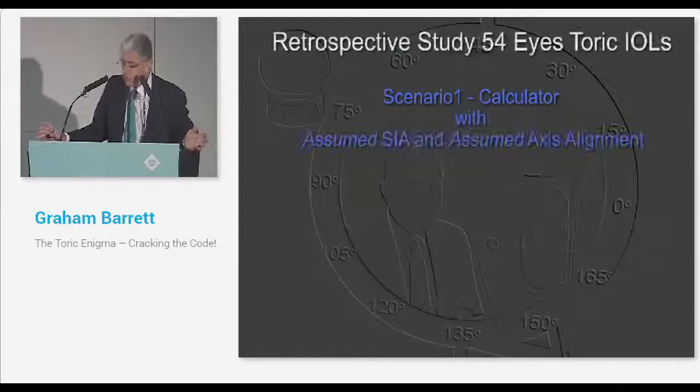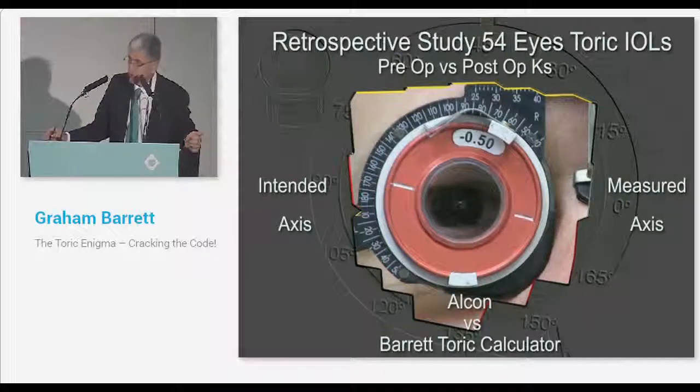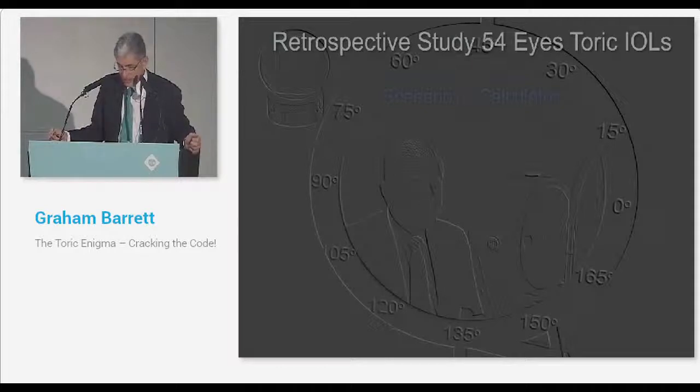So there's essentially three scenarios. Scenario one, you use the calculators, but you use an assumed SIA. You don't know the SIA, you use pre-op Ks, and your intended axis alignments, assumed axis alignment. Scenario two, you can say, let's keep the axis alignment as assumed, but we'll put in the known SIA by using post-op Ks. And scenario three is when you know both the surgically induced astigmatism and you know the axis alignment, and all that's left is the calculation method.